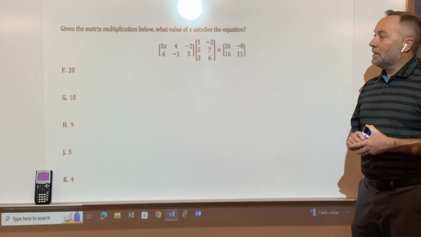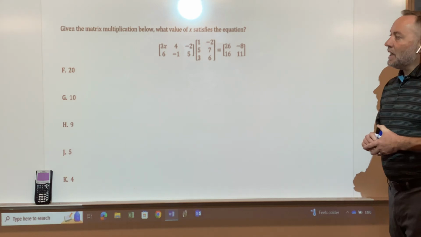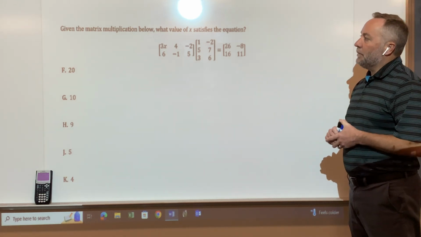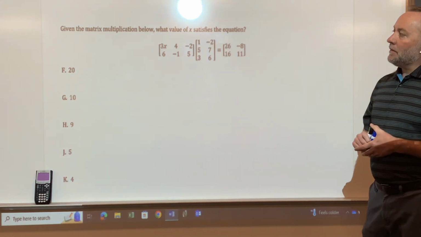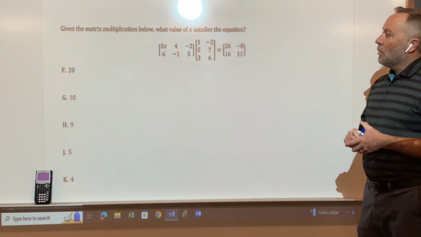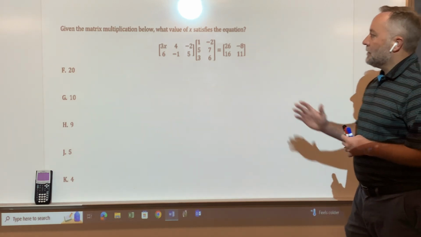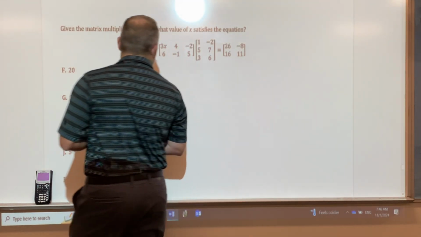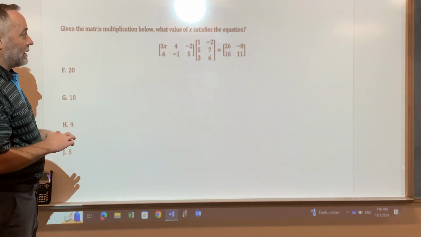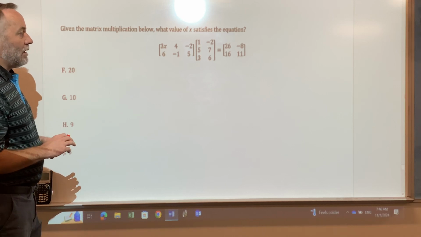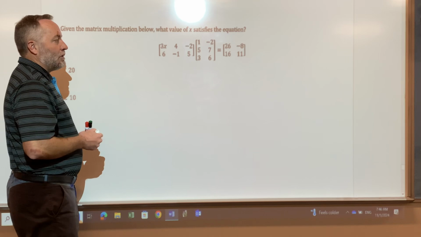This question is asking us about matrix operations and specifically multiplication, which can be somewhat involved, but hopefully we can see how to make this a little bit easier. It says, given the matrix multiplication below, what value of x satisfies the equation? So matrices are just a way to organize values. And one thing, just as extra information we want to consider, is that all matrices have their dimensions arranged in rows by columns.